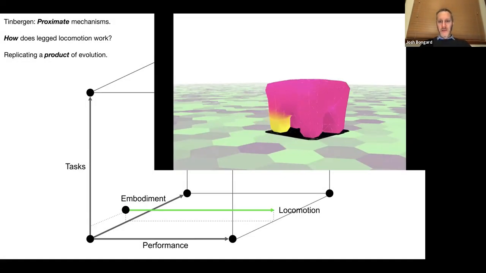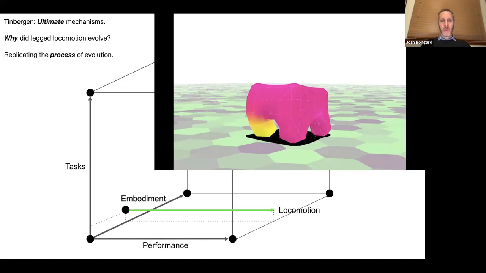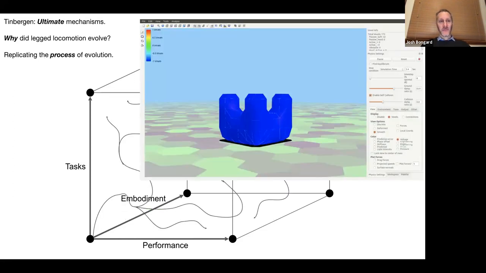But what's a little more interesting, I think, is to ask the why questions. Why do particular legged locomotion strategies evolve in the first place? And if we take a robot and ask it not to locomote, but instead to just move as quickly as possible, sometimes legged locomotion evolves and sometimes other forms of locomotion evolve, especially when we're dealing with soft robots. You can imagine a soft robot that's able to change its shape.